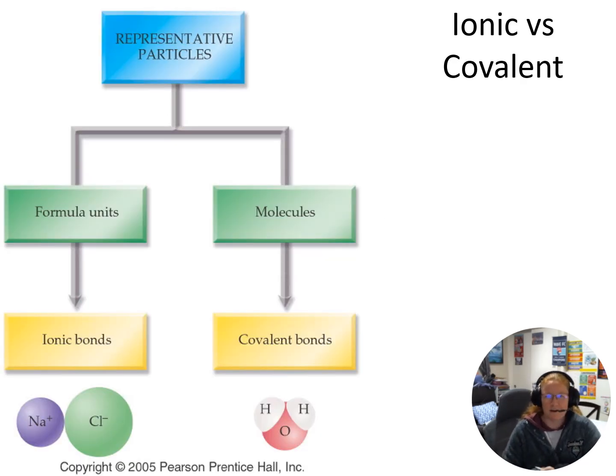Okay, and so when we look at our representative particles, we call our ionic bonds formula units and our covalent bonds molecules, because we get discrete individual molecules, whereas with an ionic bond, I have this whole array of positive, negative, positive, negative, positive, negative going through there, and then we represent that essentially with the empirical formula, the lowest ratio of cations to anions.